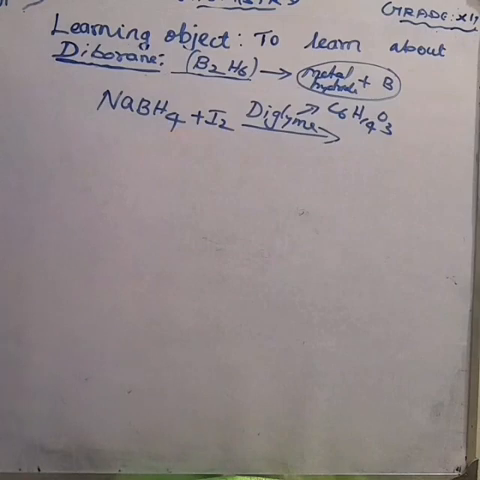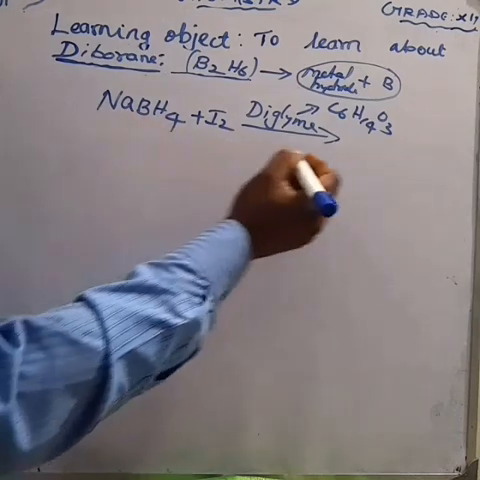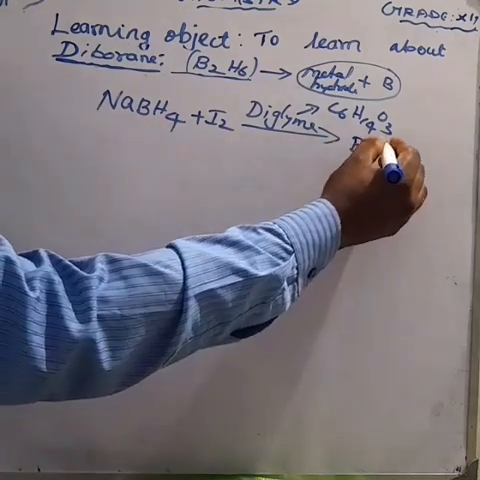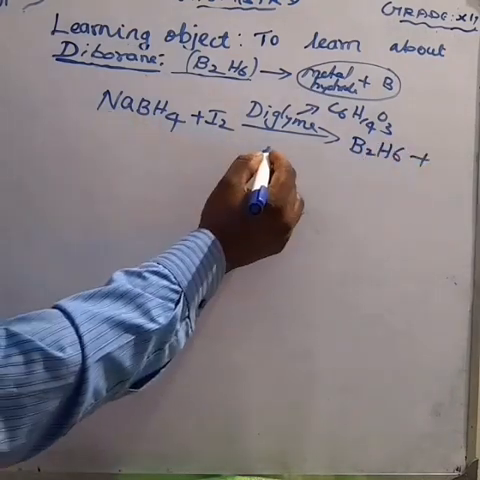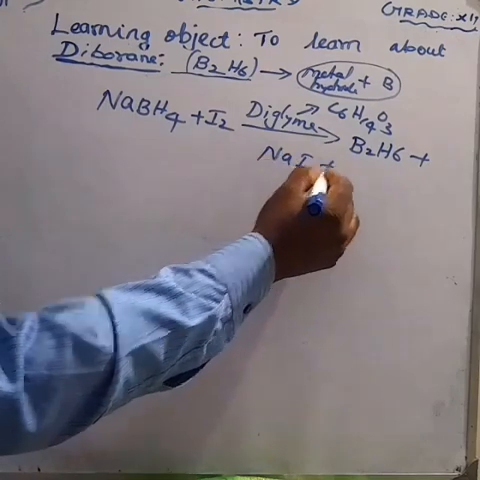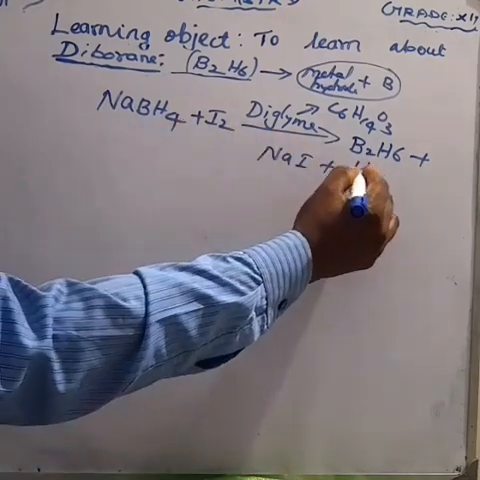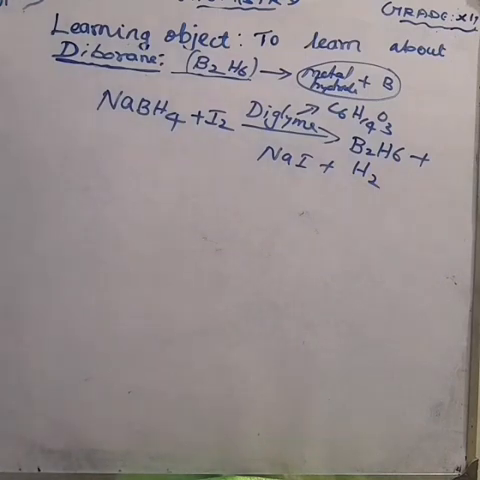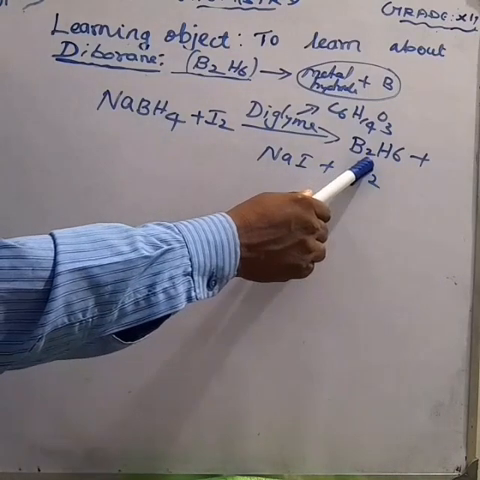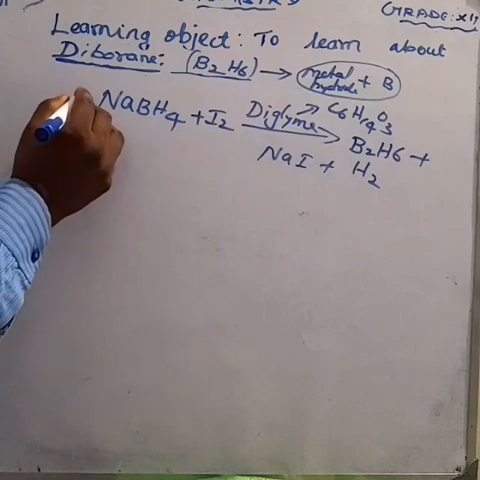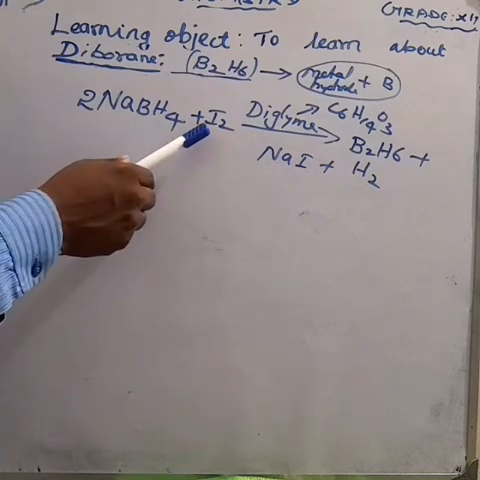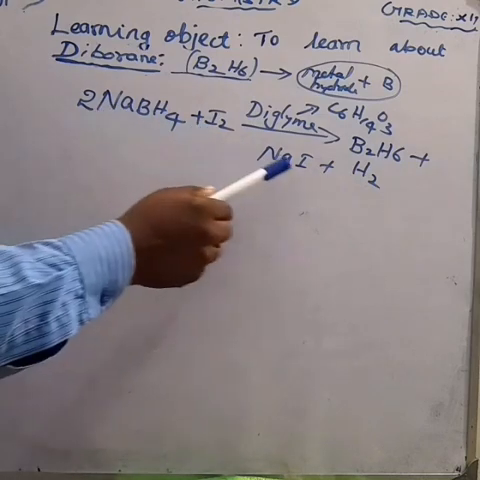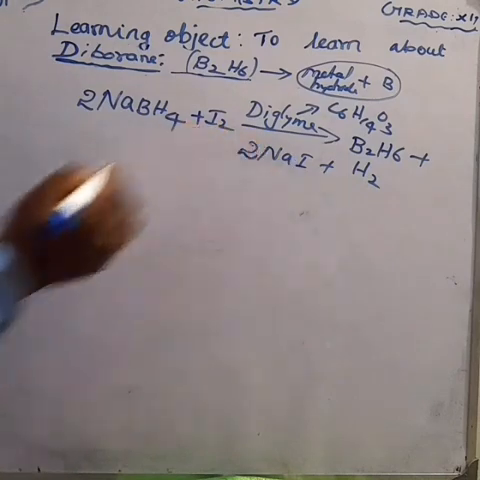We get diborane. What is the formula of diborane? B2H6. And also the sodium combines with iodine, we get sodium iodide. And also hydrogen is liberated. How can you balance the reaction? The product side has 2 boron, so make the reactant side 2. So now boron is balanced. What about the iodine? Here we have 2 sodium, so on the product side also make it 2. Sodium is also balanced.